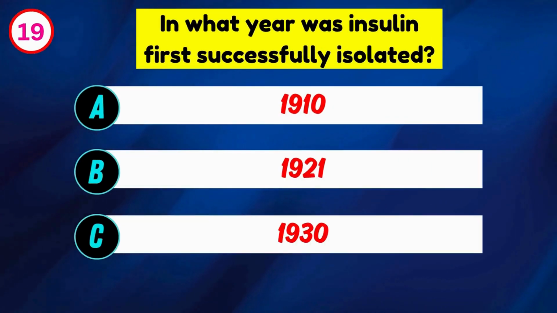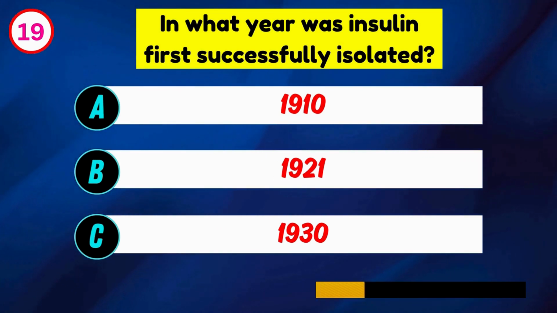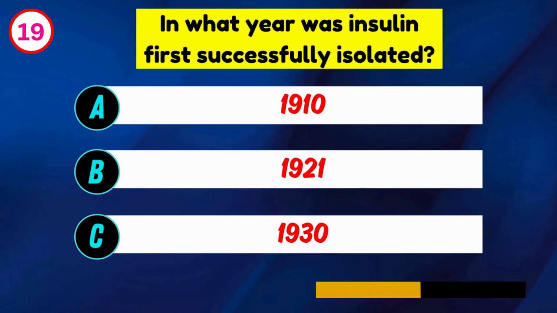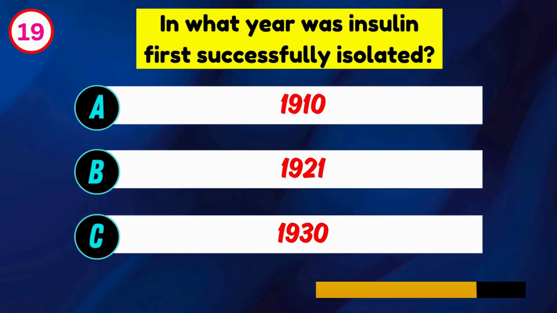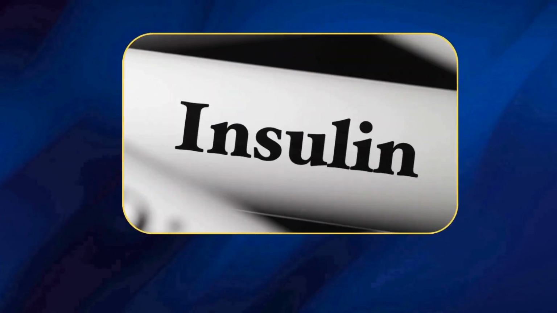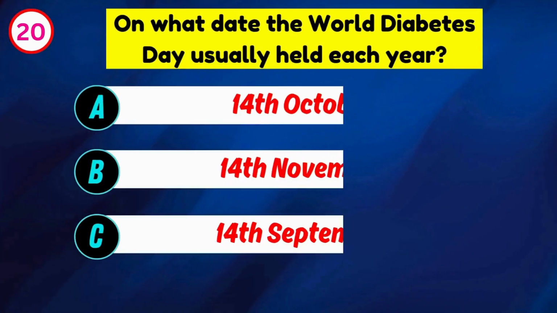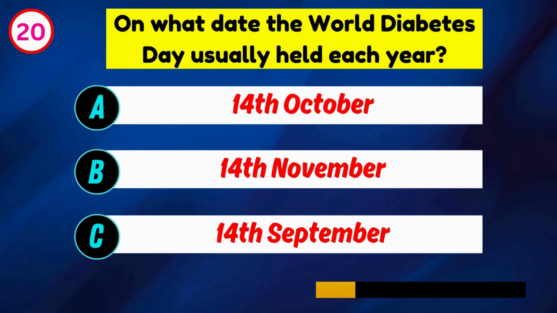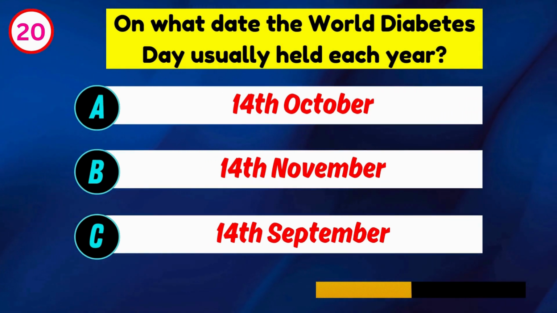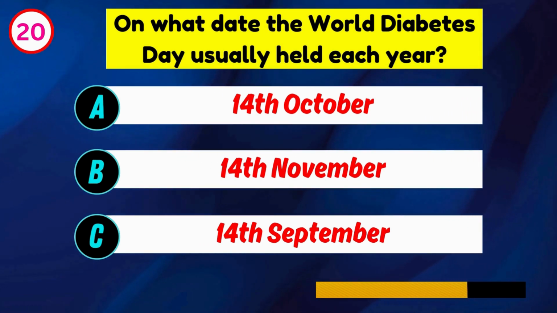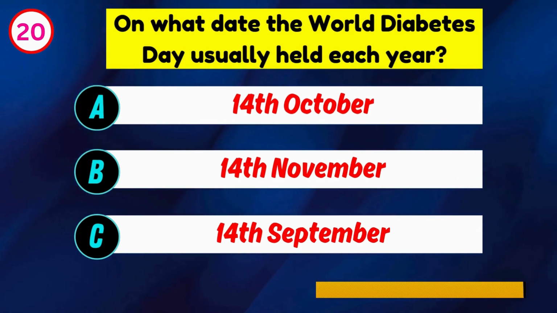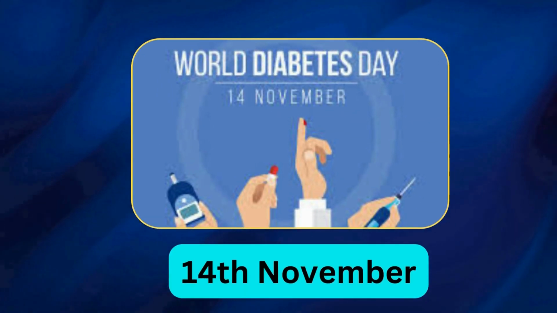In what year was insulin first successfully isolated? 1910, 1921, 1930. 1921. On what date is World Diabetes Day usually held each year? 14th October, 14th November, 14th September. 14th November.